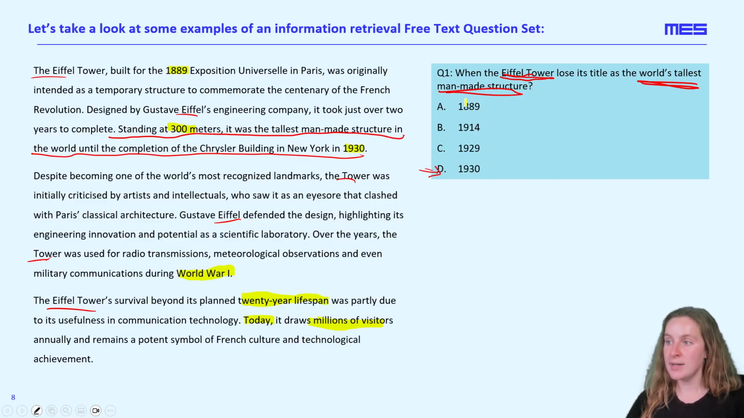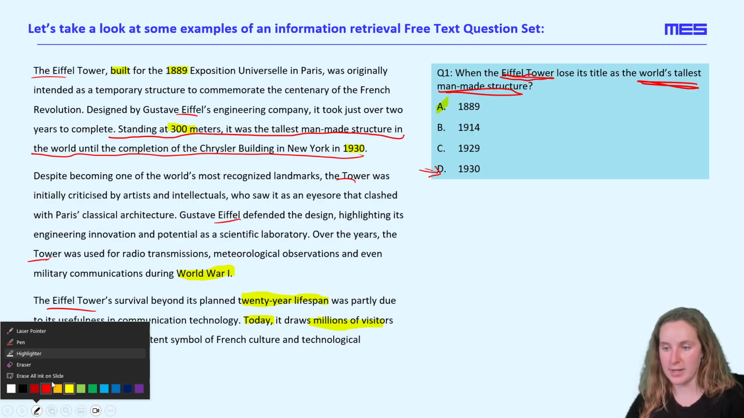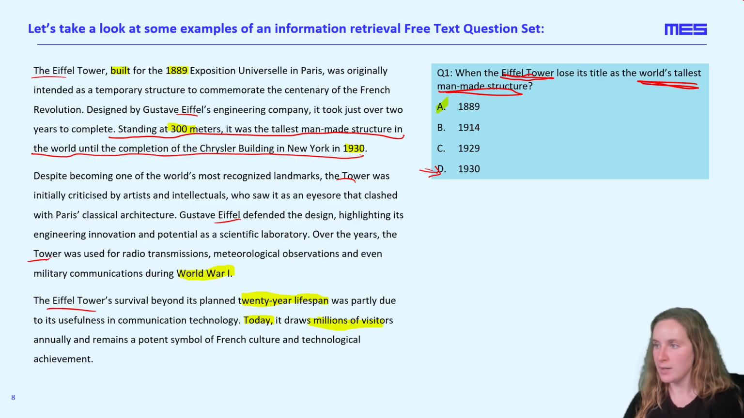Okay, 1889 is when it was built for the exhibition, so that's nope. Let's actually use our pen to cross that out. Let's cross that out. Nope. 1914, that wasn't a number that appeared. That falls under World War I, when that was going on, which was when it was used, but certainly not when it lost its man-made structure.